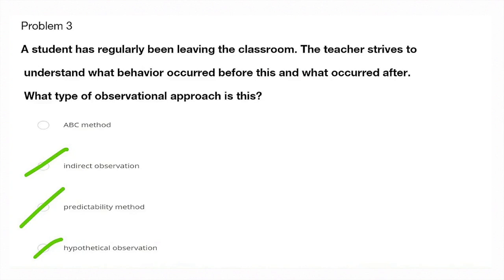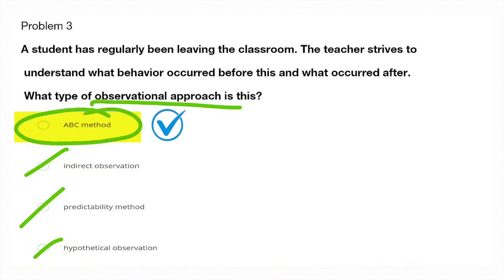If we go back into the question, it says the teacher regularly observes what the student is doing. They want to indicate the focus on understanding the behavior. So the teacher is trying to understand the behavior because they are doing an observational approach. Now, that brings us back to the ABC method.